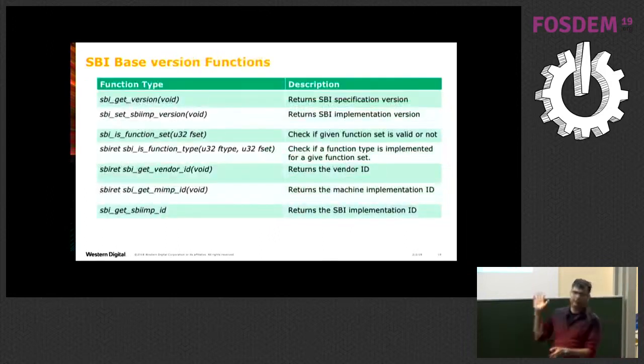Now, these are the base version functions. These are the only functions that will be mandatory to implement and will be part of the SBI version. It's a no-brainer that we need to have a version, so SBI get version returns the specification version. Then there is SBI implementation ID, which is basically provided by the software that's implementing the SBI.